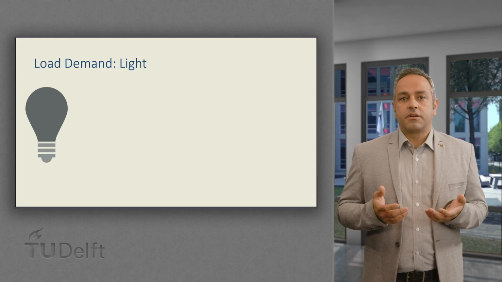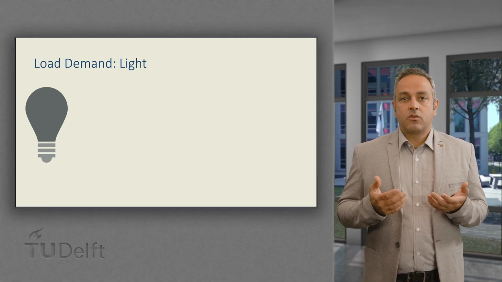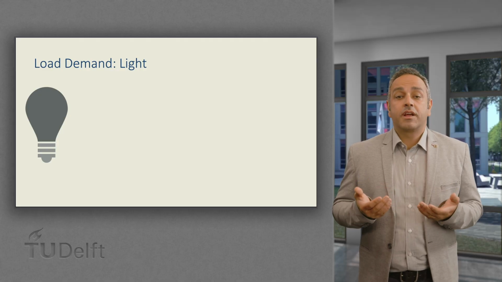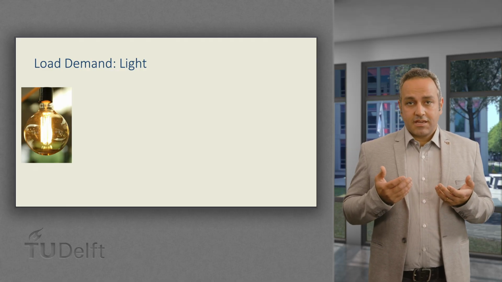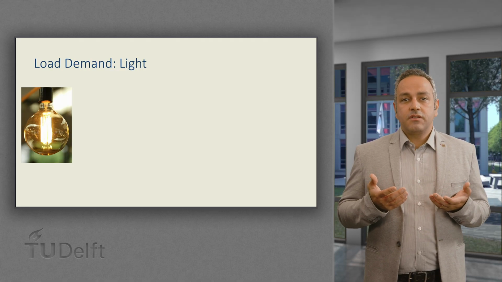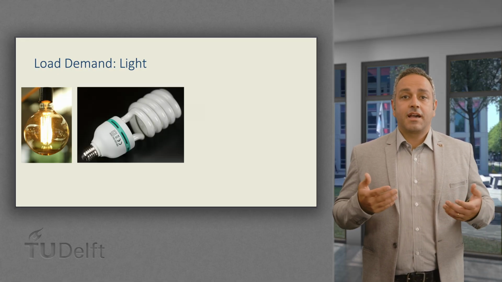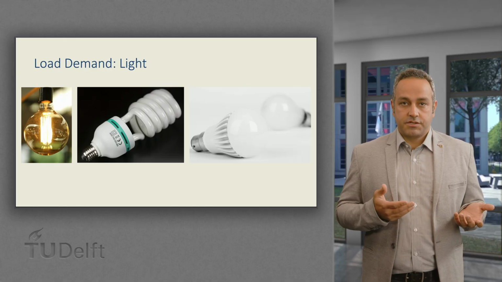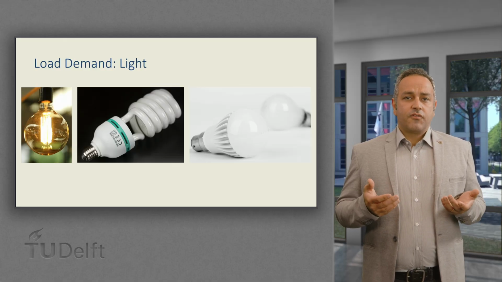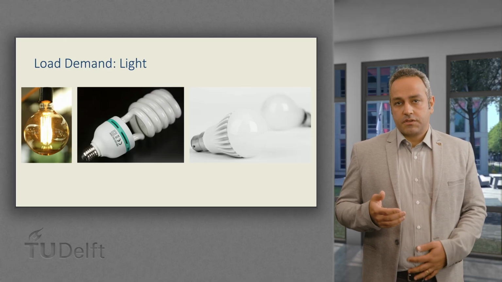Major changes have occurred during the past years in order to make lamps more efficient. The incandescent lamp has a relatively low efficiency and has been replaced by fluorescent lamps and LED lights during the past years. Let's focus on the different types of lamps for a moment.